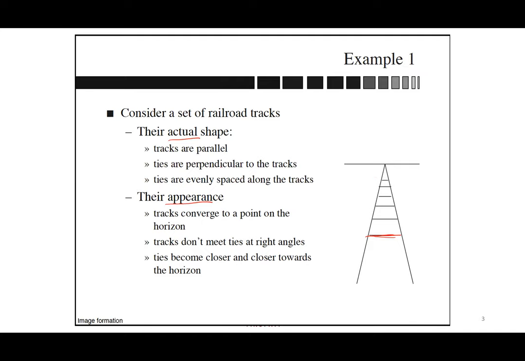In reality, parallel lines would never meet, but this is what could happen. The tracks don't meet, but they are meeting. Not only meeting, they converge to a single point there. And the distances between the ties keep on reducing. In reality, these two are perpendicular, but in this viewpoint you won't see them as perpendicular. That's one effect of it.